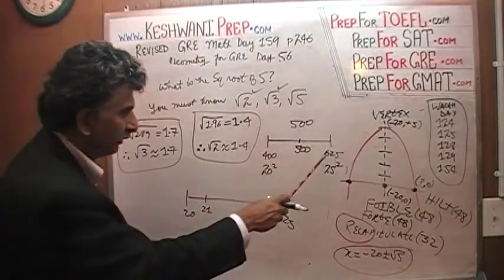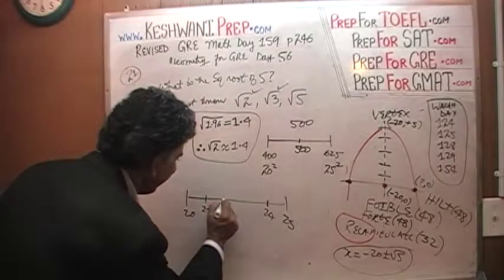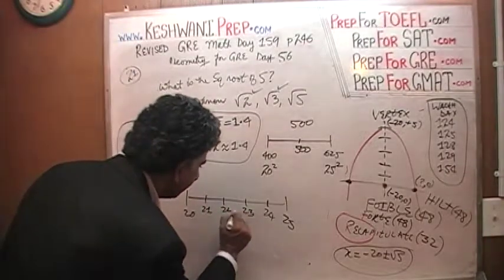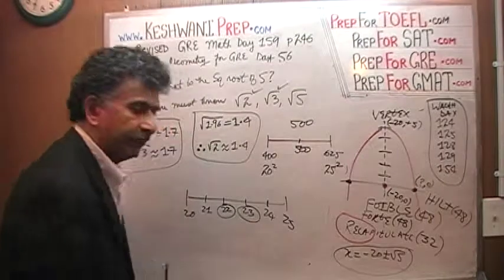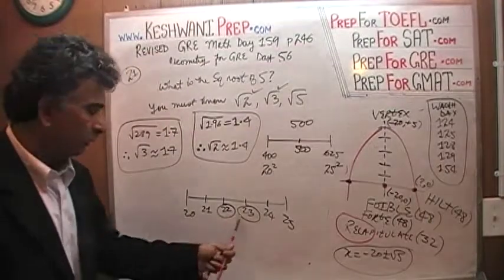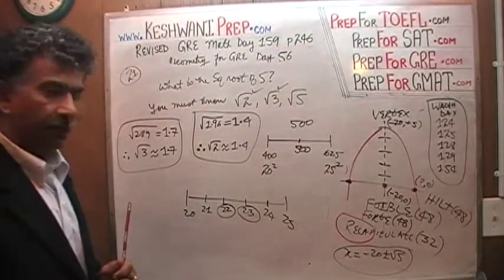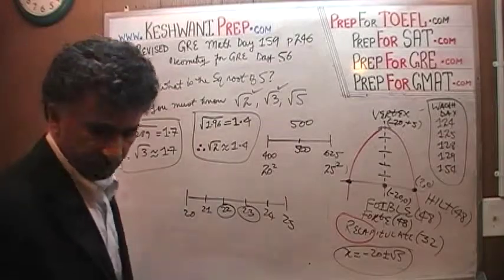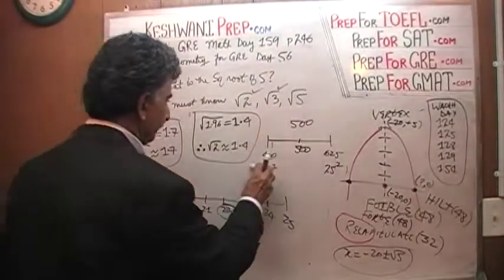Because we're going from 400 to 625, we only have to try 22 and 23. It's going to be either this or that. We're going to try both of them and see which one comes closer. Let's do 22 first.